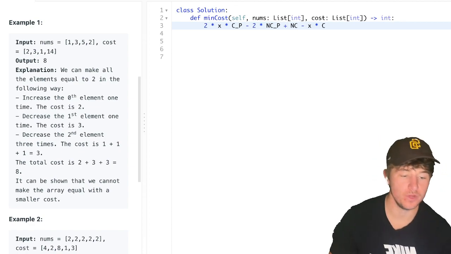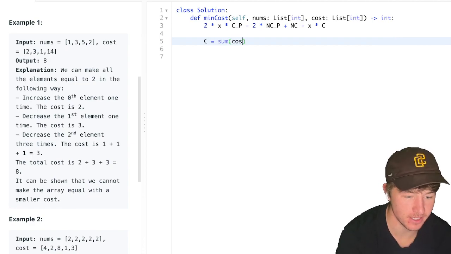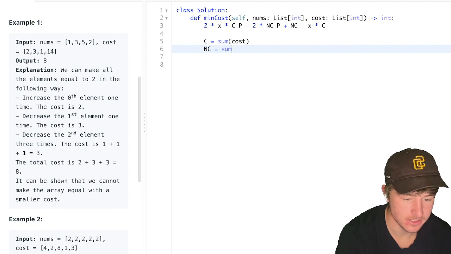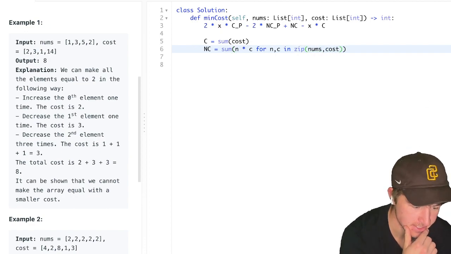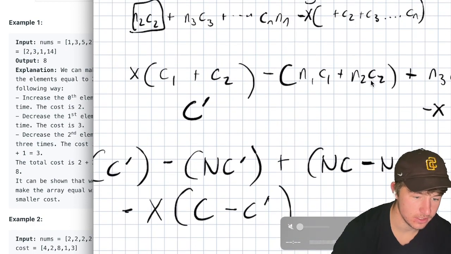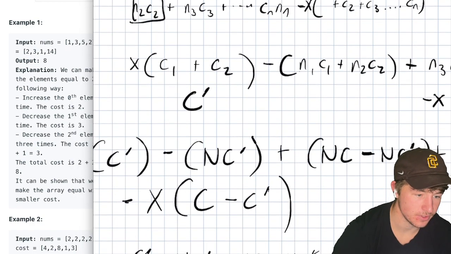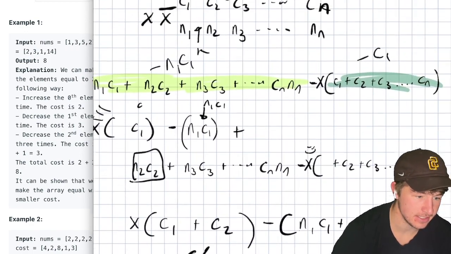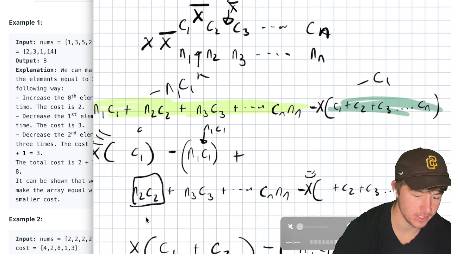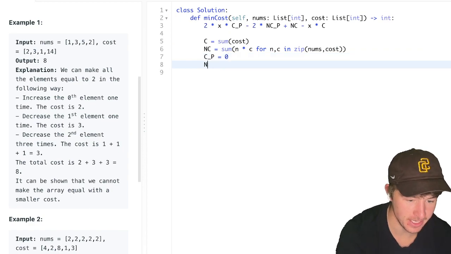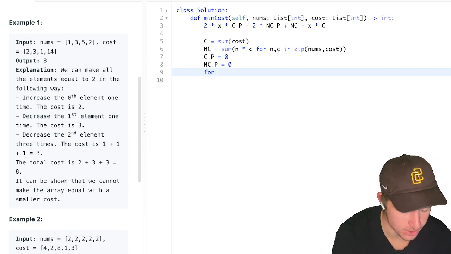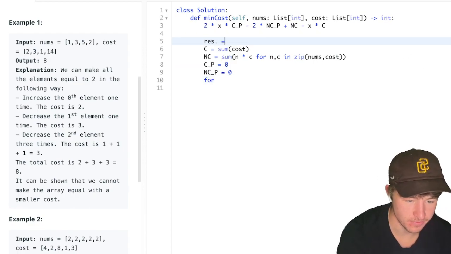Okay, so we can figure out what c is pretty easily. c is just the sum of the costs. nc is the sum of n times c for n, c in zip nums, cost, right? Because basically that's these values, n1 c1, n2 c2. At the very beginning, it's literally just the whole thing. So it's a little bit easier. But as you go through, we'll have c prime equals 0 in the beginning and nc prime equals 0 in the beginning. And all we need to do is check each number. So let's say res equals float infinity in the beginning.